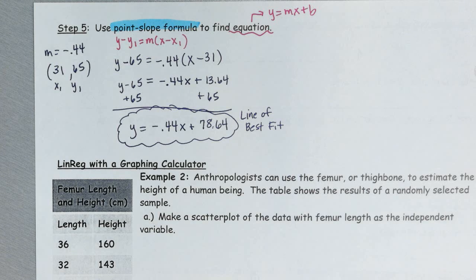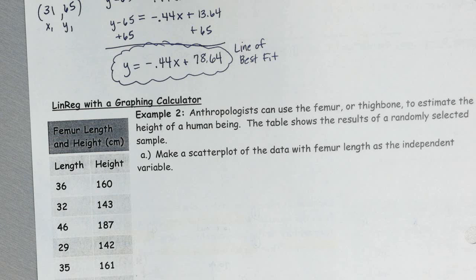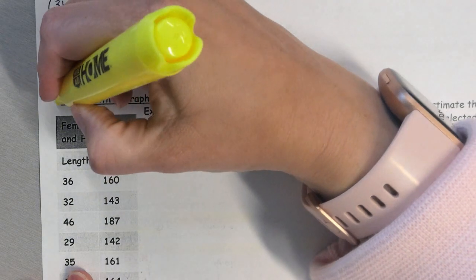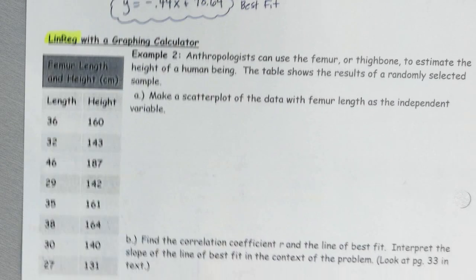So you can do it without a calculator to get an estimation, but we're also going to do linear regression with a graphing calculator, and we're going to see how strong that data can be. So this is called LinReg with a graphing calculator. The reason why it's LinReg for short is in your calculator, that's what you will see. LinReg is linear regression. That's its nickname.